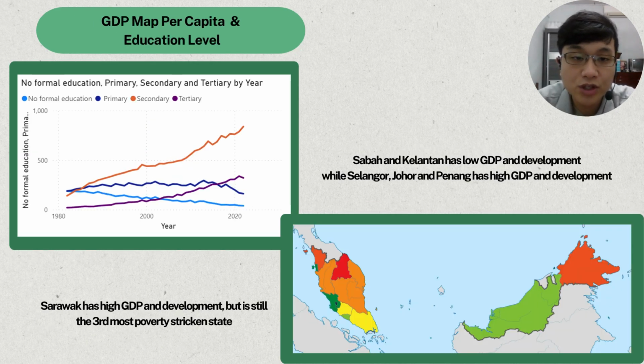So next, we would like to look at the GDP and development level for each area depending on their poverty state. As you can see at the bottom right, Sarawak has a high GDP and development. However, you will notice that it's the third most poverty-stricken state. So not only is development important, but it also relies on education. As you can see on the top left, Sarawak is mostly reliant on second-level education. So it is concluded that for a state to be less poverty-stricken, not only does the development have to be good, the level of education has to be good also, so that there are qualified people to take high-paying jobs.